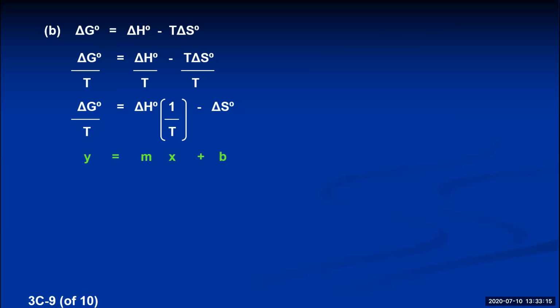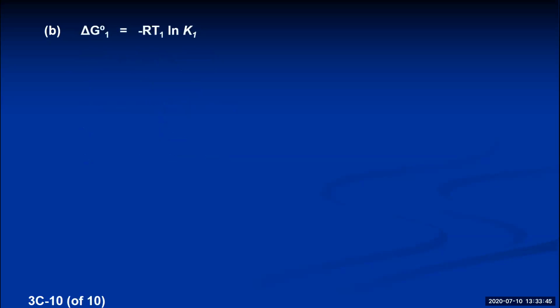And this fits the form y equals mx plus b. So if we graph delta G naught over T versus 1 over T, we're going to get what's called a Van't Hoff plot. Now, we've got data at 3 different temperatures, 20 degrees, 60 degrees, and 100 degrees. I'll switch those to Kelvin, and I'll have my 1 over T values for X. To get my Y values, I need to calculate the delta G naughts, and we have the KSPs, which are the equilibrium constants. So you can calculate the delta G naughts from the equilibrium constants. And we do that this way.